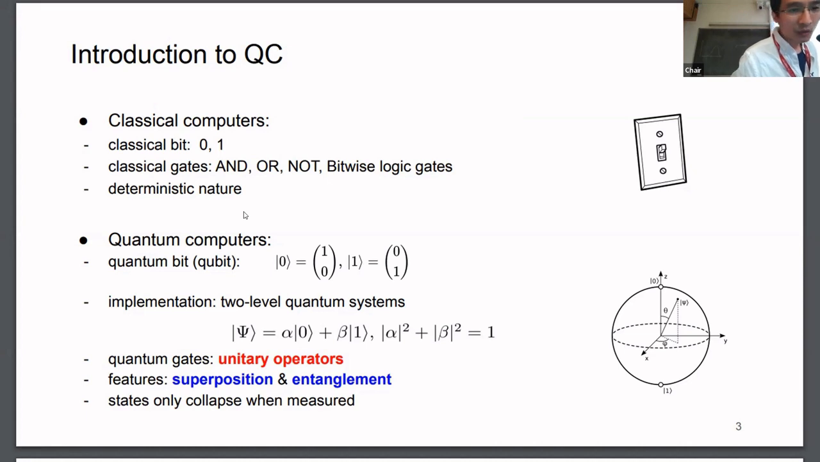On the other hand, we have those quantum computers that are just being developed. The lowest bit of information is the quantum bit or qubit. It's usually implemented as a two-level quantum system. And quantum gates are inherently unitary operators. As we know from quantum mechanics, they have this special feature of superposition and entanglement. And the states only collapse when measured. A single qubit can be represented as a Bloch sphere, as I draw here.